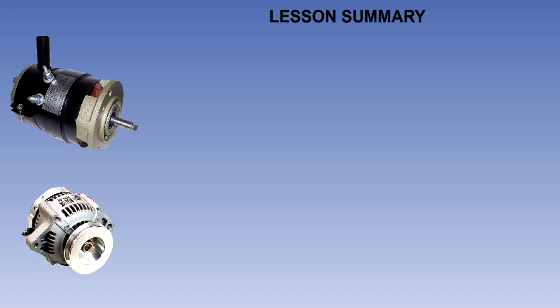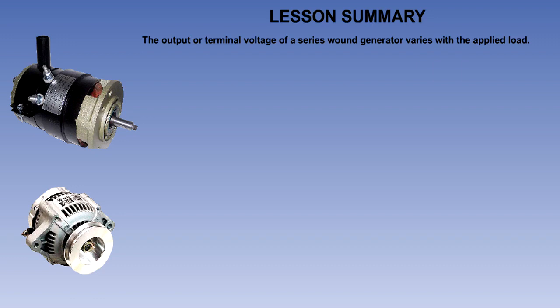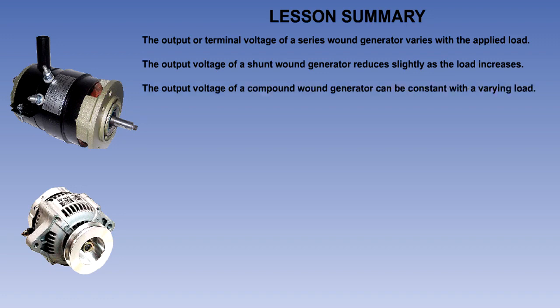That is the end of the lesson. Here are the main points that you should take from it. The output or terminal voltage of a series wound generator varies with the applied load. The output voltage of a shunt wound generator reduces slightly as the load increases. The output voltage of a compound wound generator can be constant with a varying load.